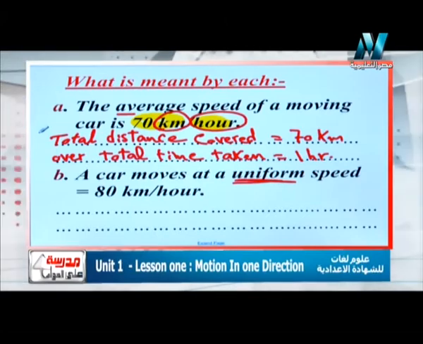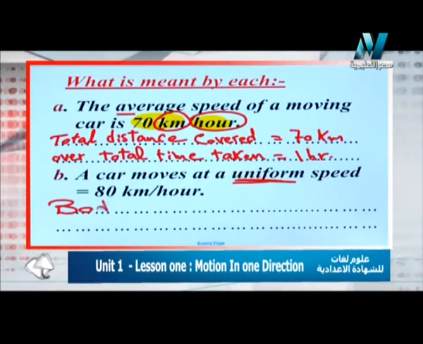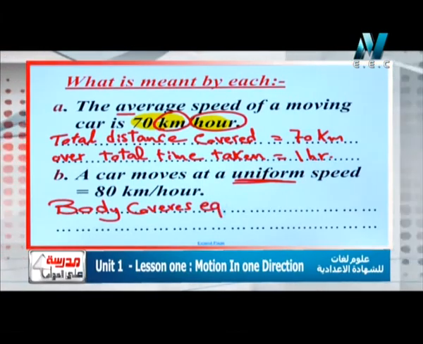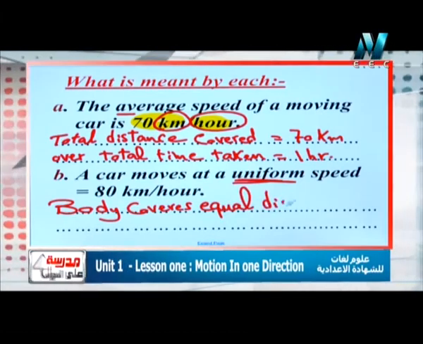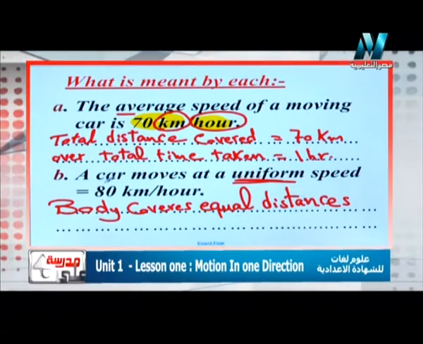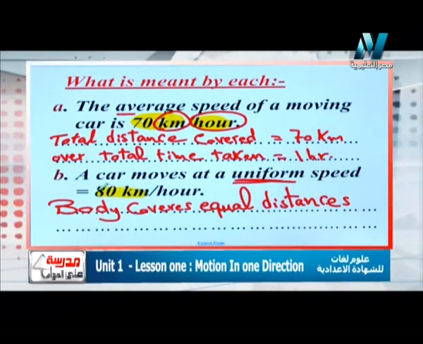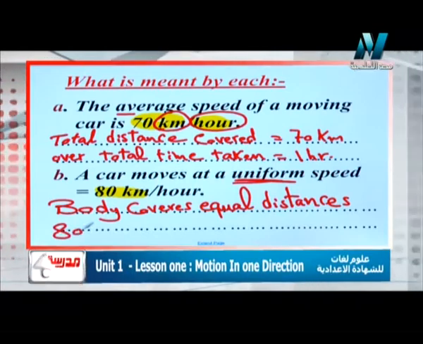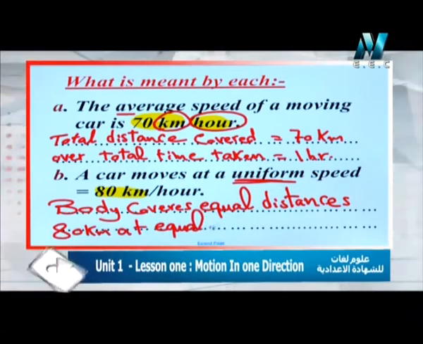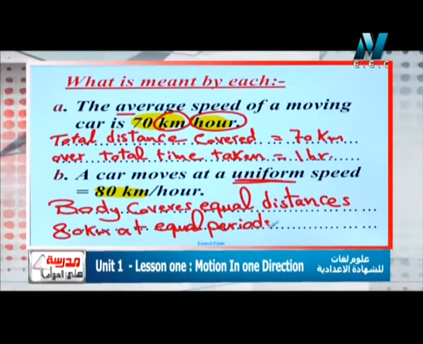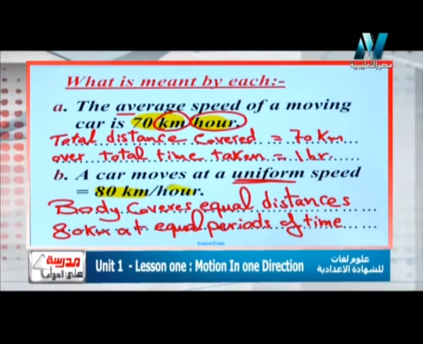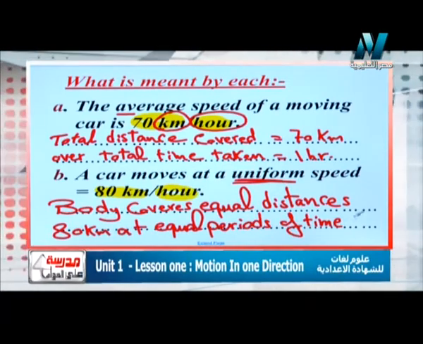Next: a car moves at a uniform speed of 80 kilometers per hour. What do I say? At uniform speed, the body covers equal or unequal distances? Yes, equal distances. Equal distance is how much? 80 kilometers. So I write 80 kilometers at equal periods of time. Equal what? One hour. So I write 1 hour.